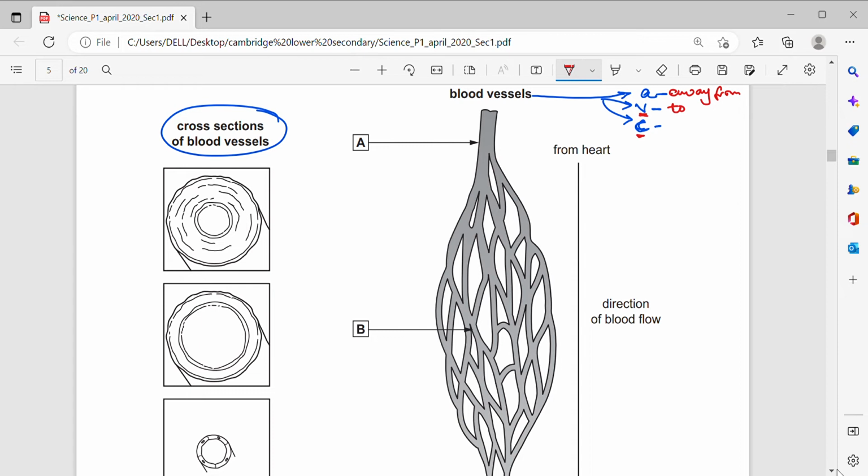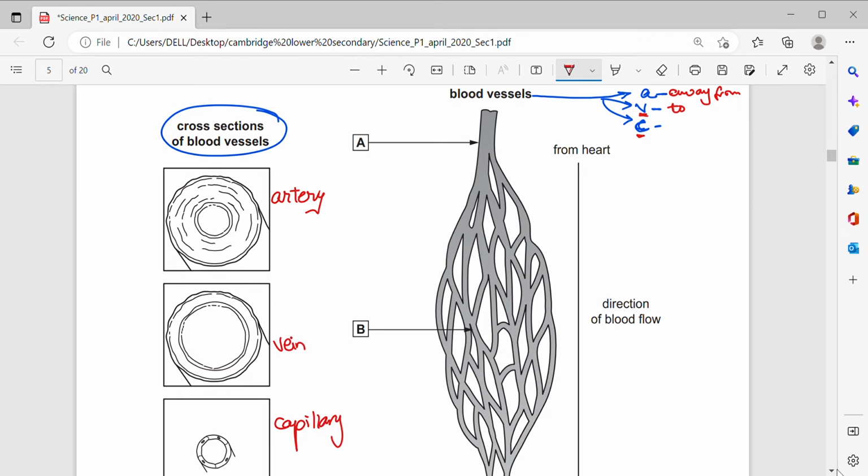Regarding the wall thickness, which blood vessel has the thickest wall? The wall is actually very thick in the artery. So which one is the picture of the artery? This is actually a picture of an artery. This is a picture of a vein. This is a picture of a blood capillary.